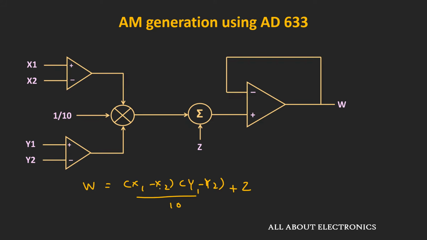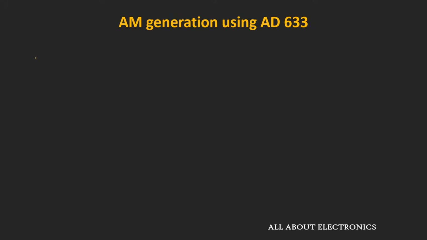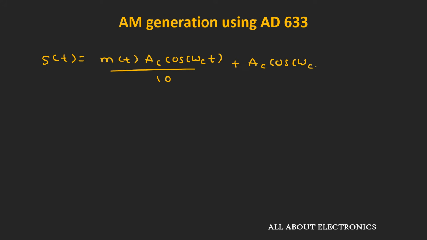Now here, let's say X is the message signal while Y is the carrier signal, that is equal to Ac cos omega c t. And if we apply the same carrier signal as Z, then we can generate the AM wave. In that case, the modulated output s(t) can be given as m(t) times Ac cos omega c t divided by 10, plus Ac cos omega c t.